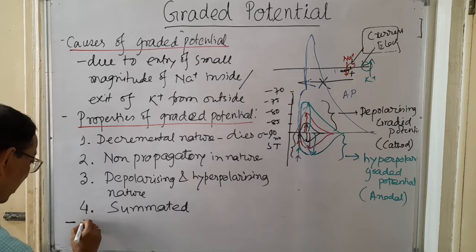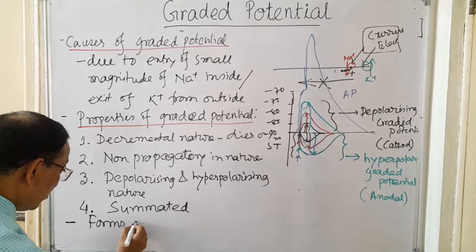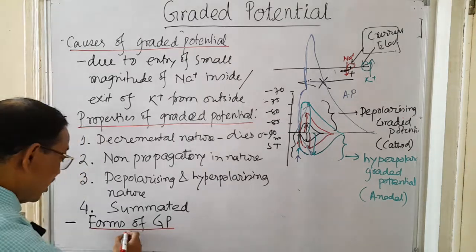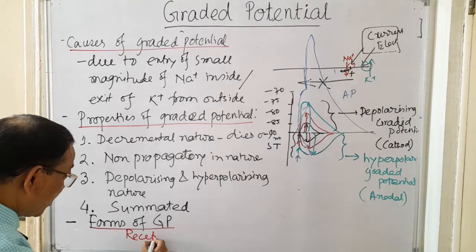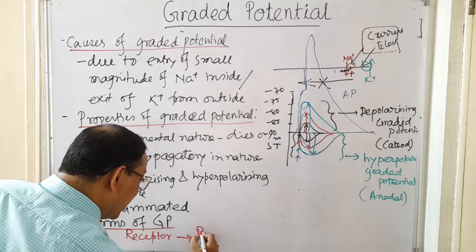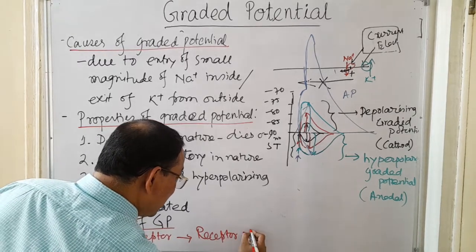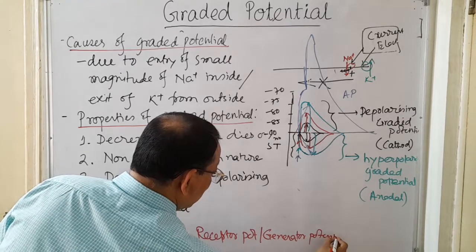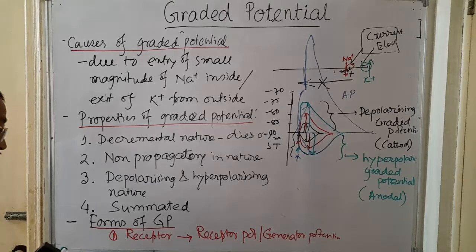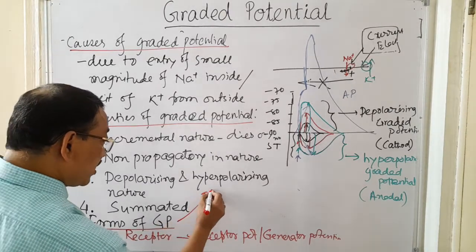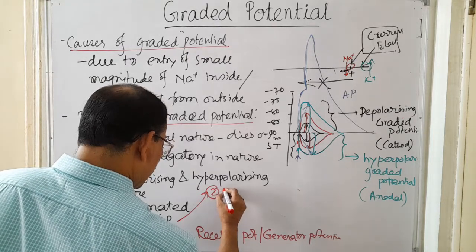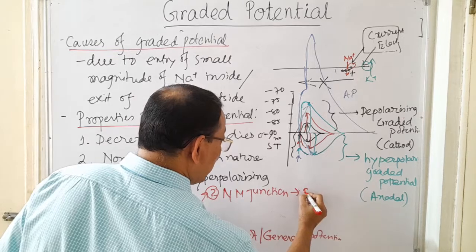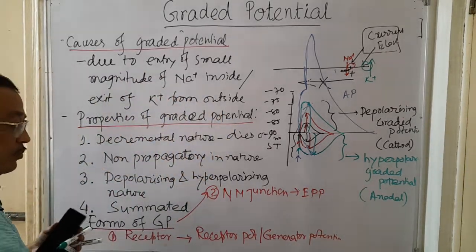And finally, the different forms of graded potential. What are the different forms of graded potential? Number one, in case of receptors, the graded potential is known as the receptor potential or generator potential. In case of the neuromuscular junction, this graded potential is known as the end plate potential, EPP.